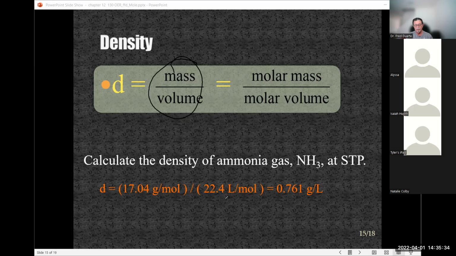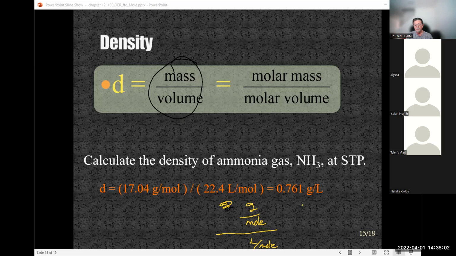And you might think, well, wait a minute, how did that happen? All right, let me change the color here just a little bit. We have grams per mole divided by liters per mole. Okay, so we are dividing by a fraction. Now what happens when we divide by a fraction? We invert the fraction and multiply through.